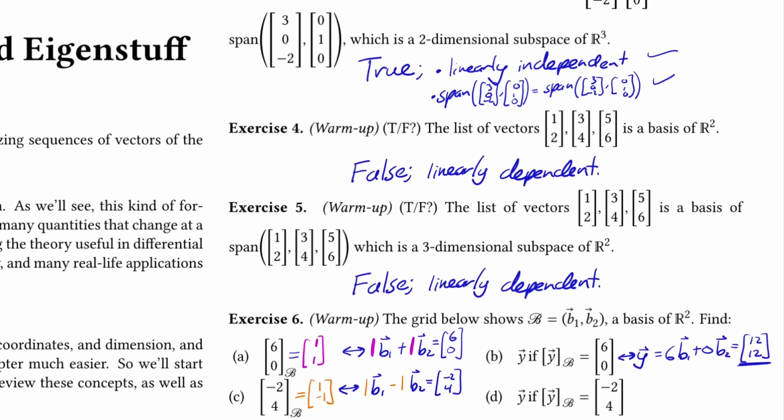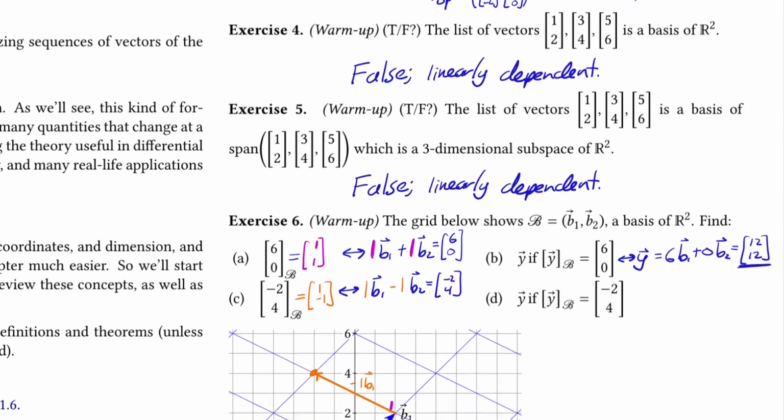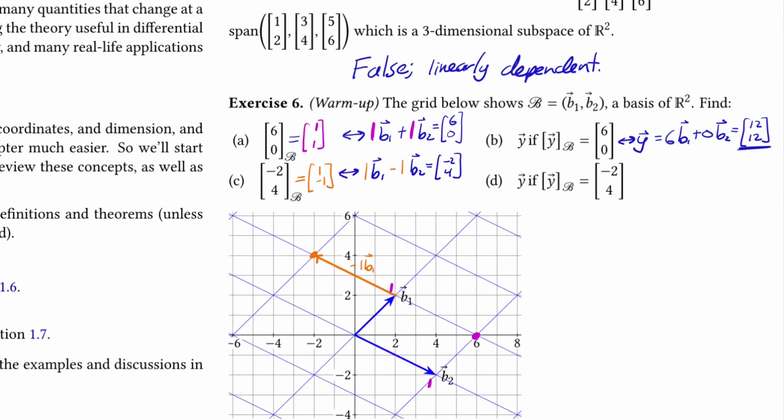For exercise 4 and exercise 5, these are both false because the list is linearly dependent, and that means it can't be a basis of anything, because every basis needs to be linearly independent. Exercise 6, here are some of the answers, except I forgot part D.